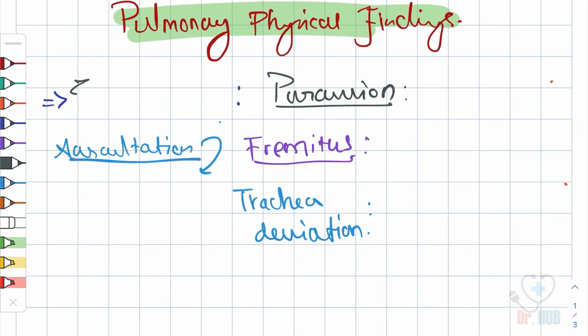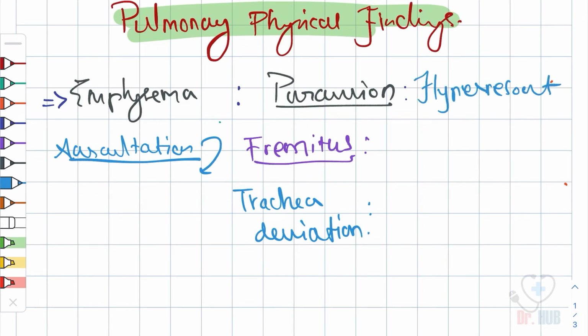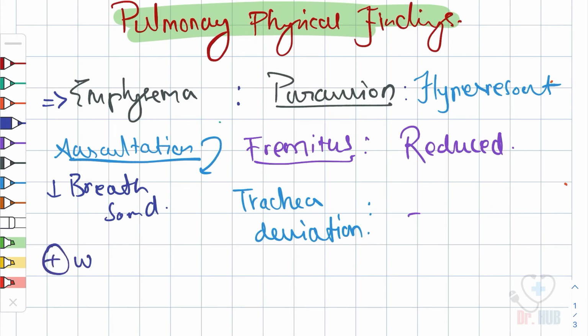The next disease being emphysema. On percussion, it is hyperresonant. Fremitus is reduced, and tracheal deviation is not prominent. Auscultatory findings are decreased breath sounds and wheezing.